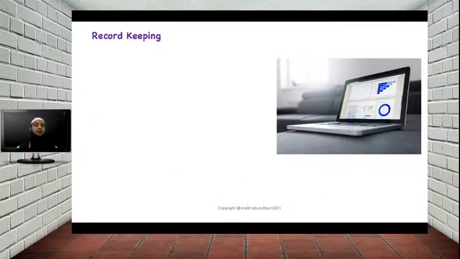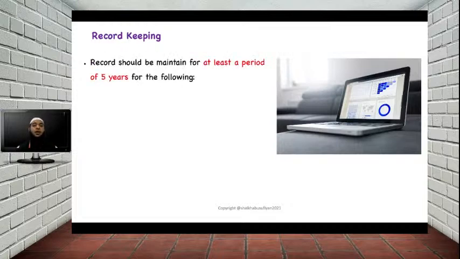Now let's quickly see what different records one has to maintain after the conduct of the ethical committee meeting. The records should be maintained for at least a period of 5 years for the following documents. This is very important, because if you are conducting a trial today, then for at least 5 years those documents should be maintained as a record, right? Why? Because it is possible that you may come across some legal issue, and to justify it you may need those documents.